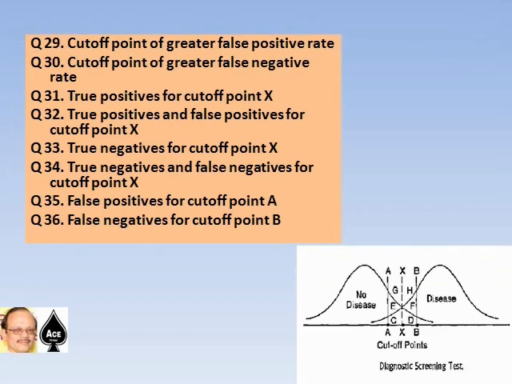Cutoff point of the greater false positive rate, cutoff point of greater false negative rate, true positive for cutoff point X, true positive and false positive for cutoff point X, true negative for cutoff point X, true negative and false negative for cutoff point X, false positive for cutoff point A, and false negative for cutoff point B.